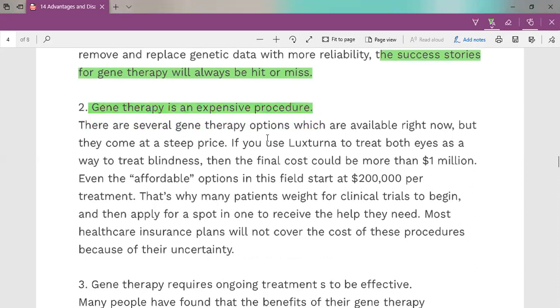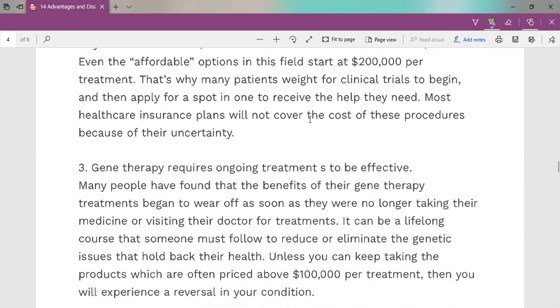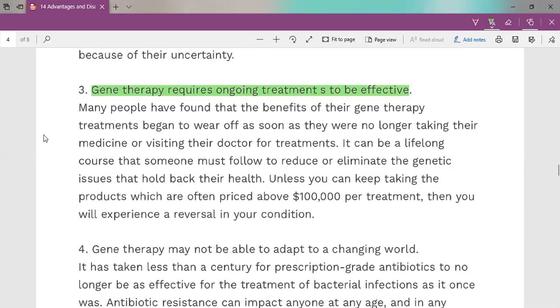Next con, gene therapy is an expensive procedure. There are several gene therapy options which are available right now, but they come at a steep price. If you use Luxturna to treat both eyes as a way to treat blindness, the final cost could be more than 1 million US. Even the affordable options in this field start at 200,000 US per treatment. That's why many patients wait for clinical trials to begin and then apply for a spot in one of them to receive the help they need. Most health insurance plans will not cover the cost of these procedures because of their uncertainty. Gene therapies also require ongoing treatments to be effective.